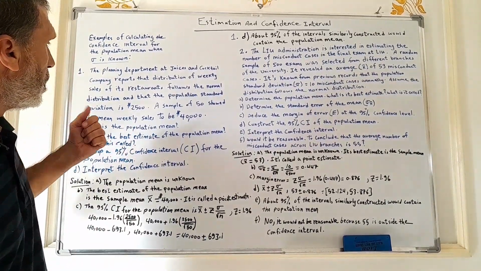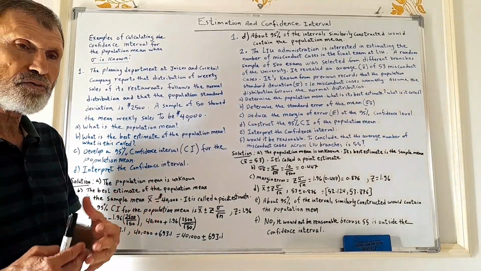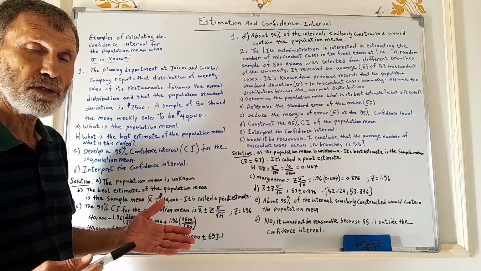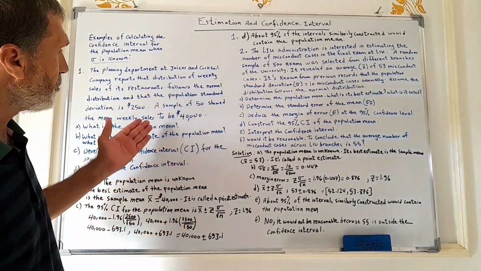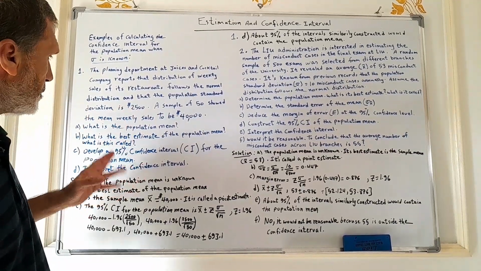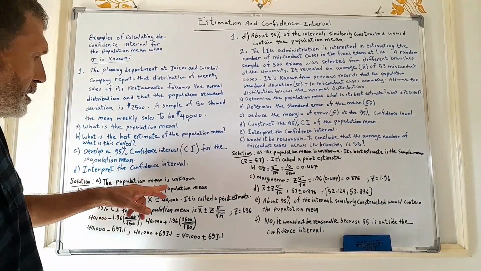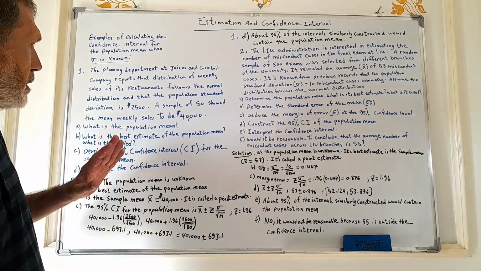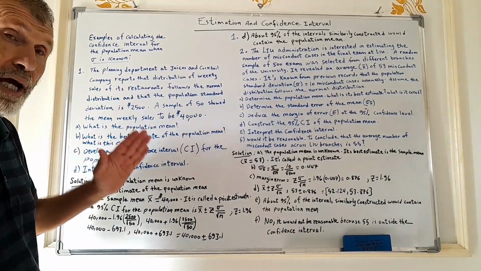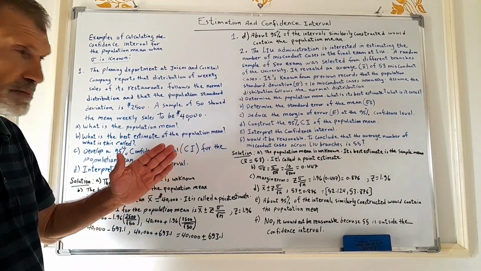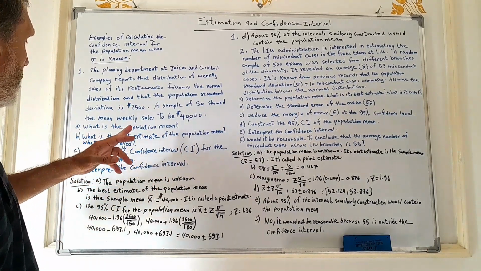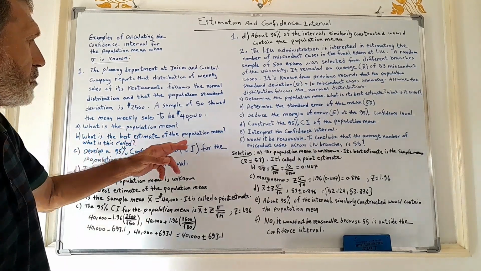So the solution: first of all, what is the population mean? We are to find the confidence interval for the population mean, which is unknown. Here we don't have the population mean, so it is unknown. If you look at the question, we don't see any population mean. However, we have the sample mean, the sample average.